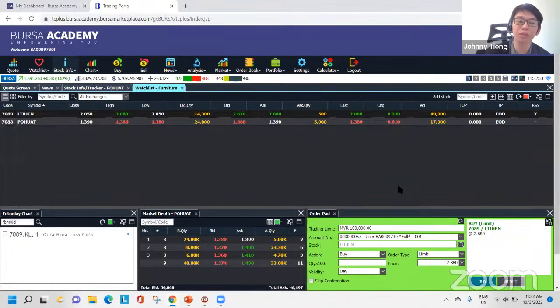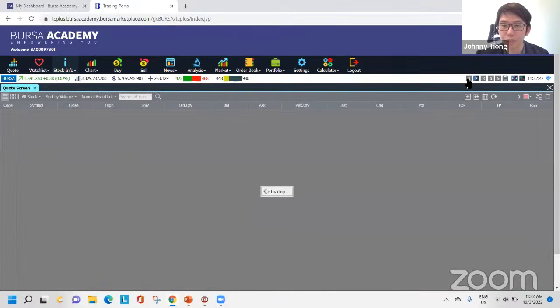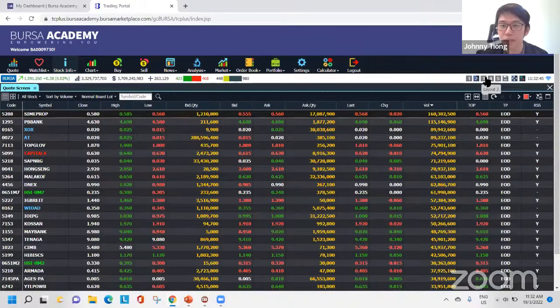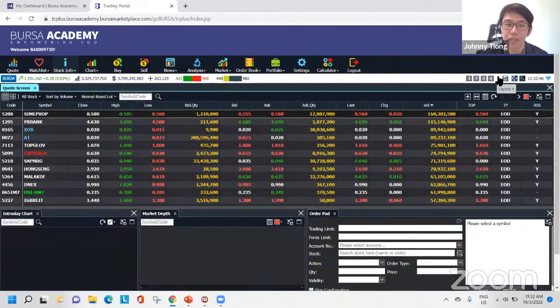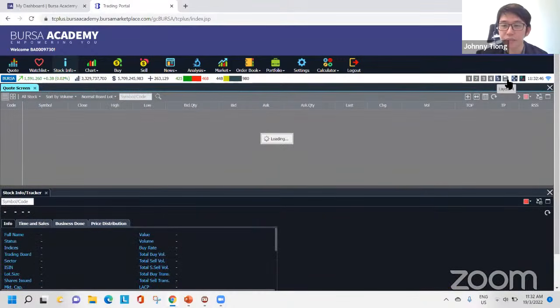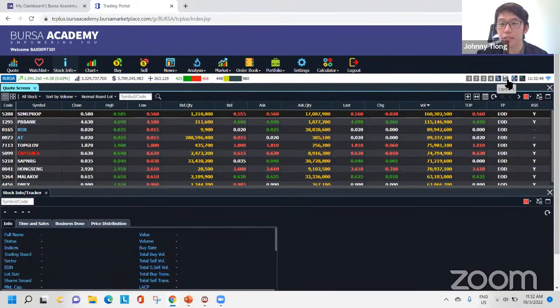But before you want to use this simulator, you need to register an account with Bursa Academy. Just now I forgot to mention the layout. We can save up to 5 layouts, 1, 2, 3, 4, 5. You can just save. There's a diskette here. If you don't know what a diskette is, it means you are Generation Z. The diskette is for us to save the layout that we want.